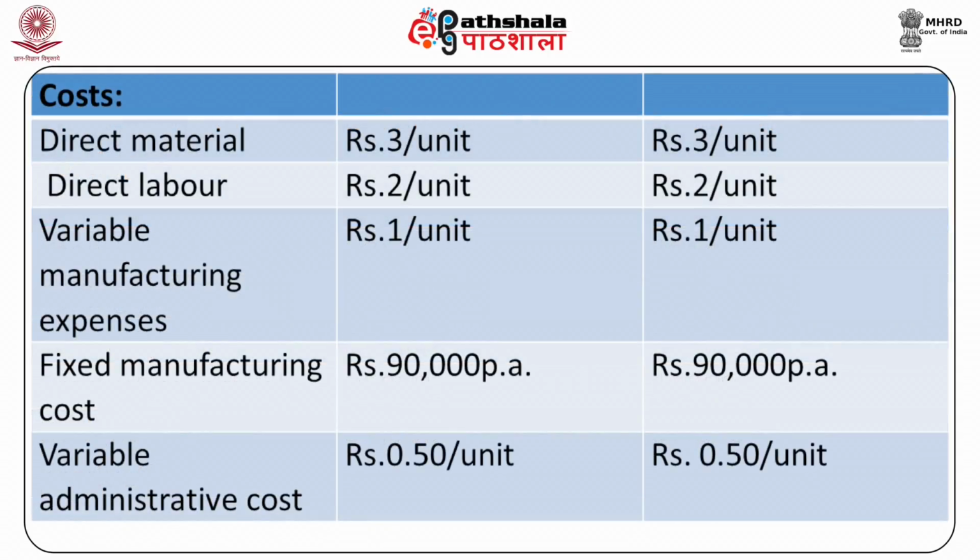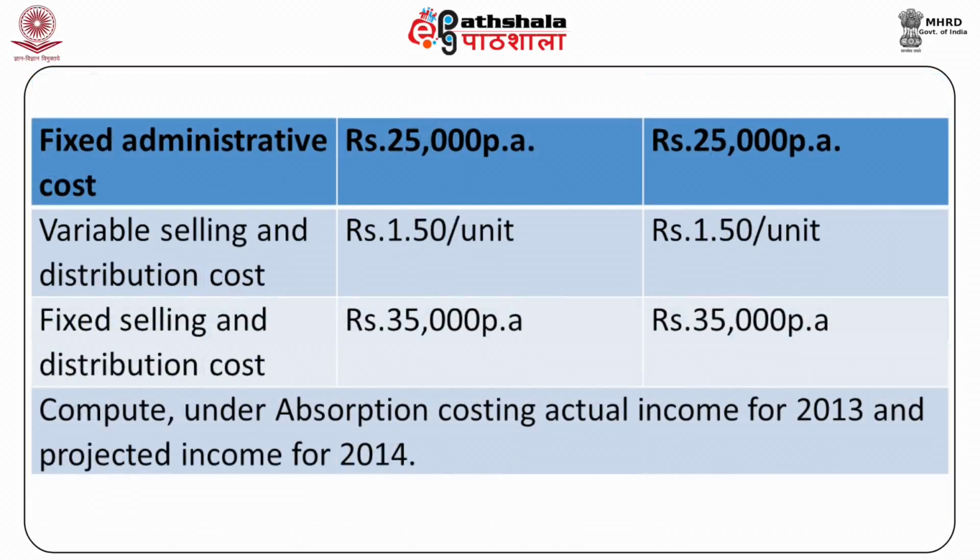The costs include the direct material cost, which is rupees 3 per unit, the direct labor cost, which is rupees 2 per unit. The variable manufacturing expense is at rupees 1 per unit. The fixed manufacturing cost is rupees 90,000 per annum. The variable administrative cost is rupees 0.5 per unit. The fixed administrative cost is at rupees 25,000 per annum. The variable selling and distribution cost is rupees 1.50 per unit. The fixed selling and distribution cost is rupees 35,000 per annum.